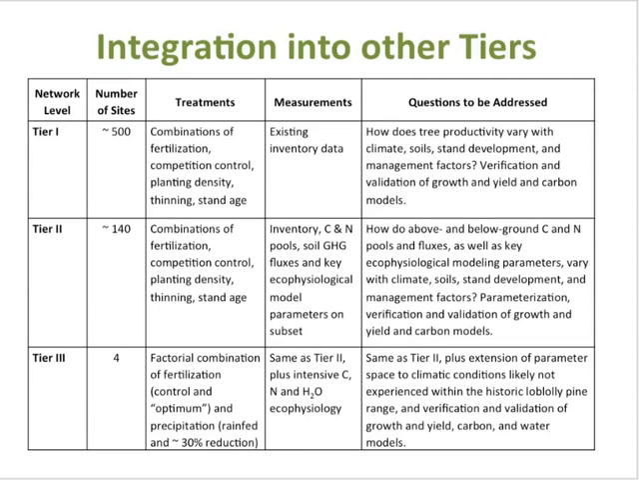Tier 2 is 140 sites of established field studies created by cooperatives across the Southeast located at various institutions. These 140 sites, we're going to measure inventory as well as carbon and nitrogen pools and fluxes and some ecophysiological measurements. Finally, our 4 Tier 3 sites, as I mentioned, we're going to manipulate the fertilization and also the precipitation. This will be the same as Tier 2 and Tier 1 measurements, and in addition, we're going to take more intensive carbon, nitrogen, and water ecophysiology measurements. Overall, the Tier 3 is going to build into the overall goal of PineMAP to increase carbon sequestration and alter forest management systems to better face climate change.